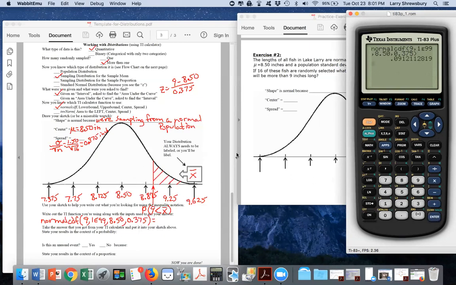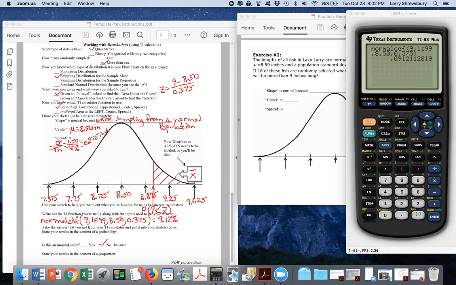So that's our probability. You say, yeah, that seems reasonable because this is 2.5 here, and we're moving over this way. So it seems reasonable that that would be the answer for this. So it will be 9.12%. Is this an unusual event? No, because the probability is greater than 5%.